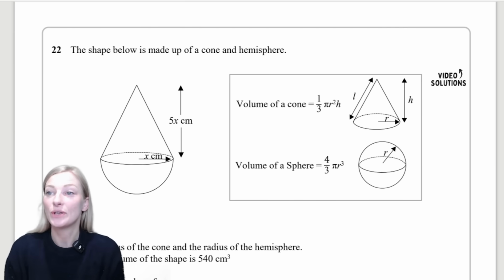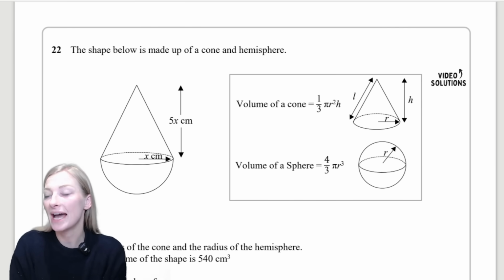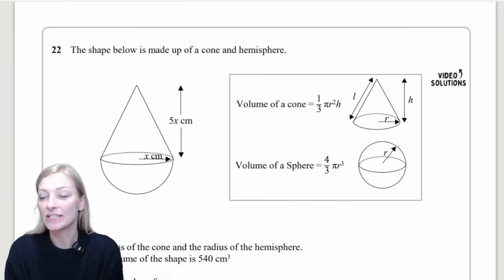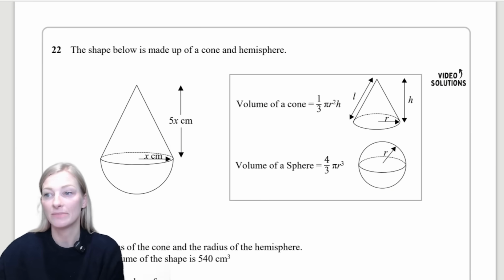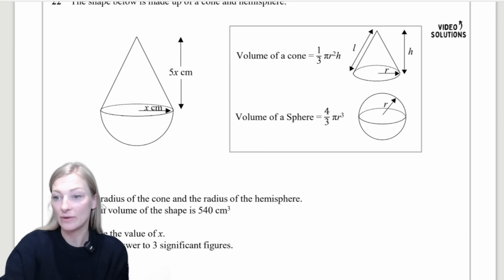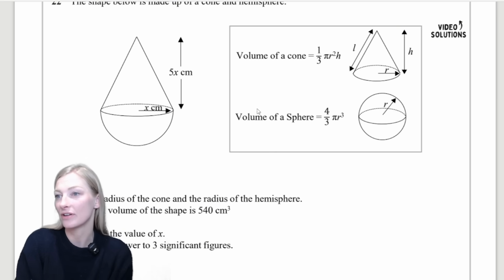Question number 22. The shape below is made up of a cone and a hemisphere. X is the radius of the cone and the radius of the hemisphere. The total volume of the shape is 540 centimetres cubed. Calculate the value of x, give your answer to 3 significant figures.